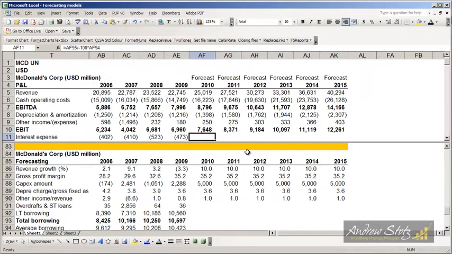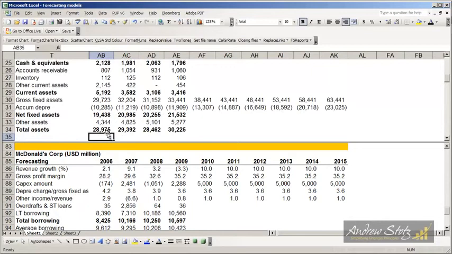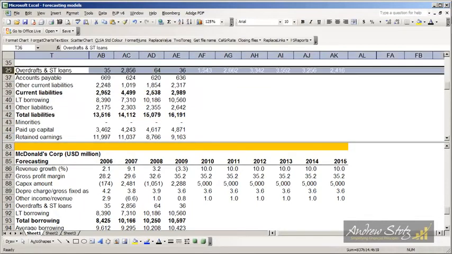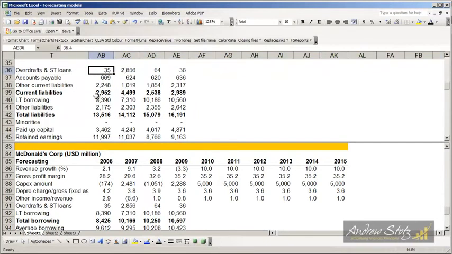Now the next thing we're going to do is try to figure out what our interest expense is. Well, how do we do that? First thing we have to do is add up what was our amount of debt in the balance sheet. If I look at debt on the liability side of the balance sheet here, what we can see is that overdrafts is one form of debt and long-term borrowing is another form of debt. We add these two together to get our total borrowing.